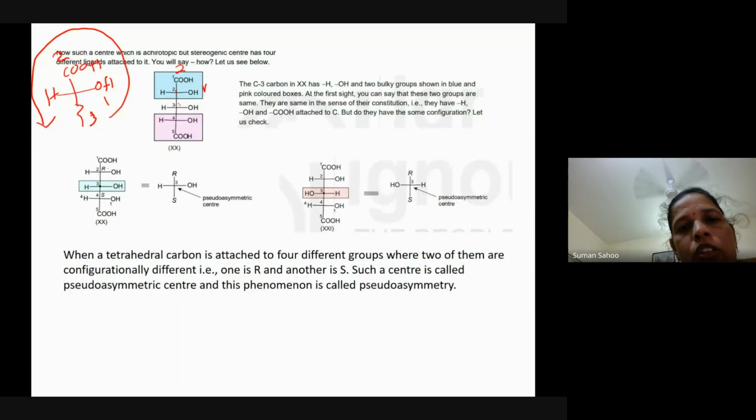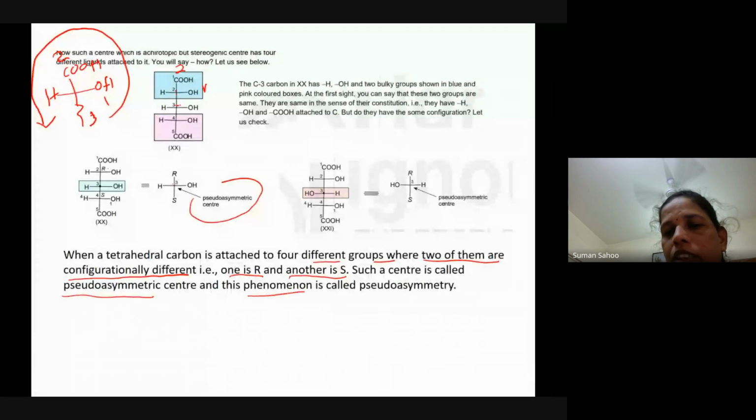So now, although you can say that you have the same type of groups, no, they are configurationally different. This carbon number 3 center is a stereogenic center, and now you have different configurations on both sides of it, that is known as your pseudo asymmetric center. So when a tetrahedral carbon is attached to 4 different groups, where 2 of them are configurationally different, although they are the same groups, that is, one is R and another is S, such a center is called a pseudo asymmetric center, and this phenomenon is called pseudo asymmetry.